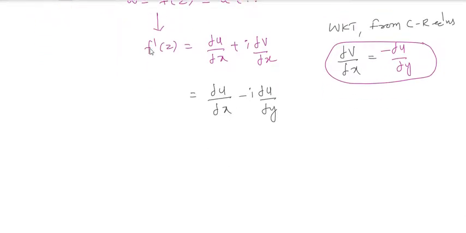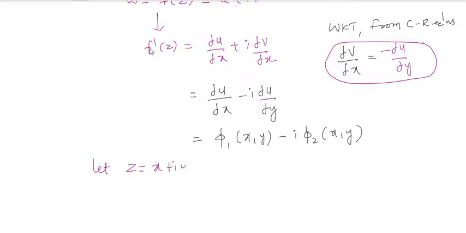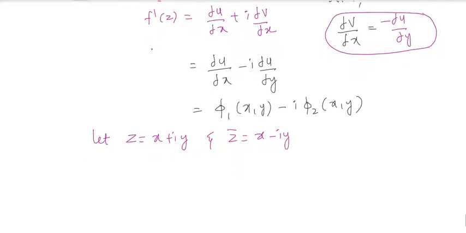Let me take this value as some phi 1 of x comma y minus i into phi 2 of x comma y. I am just taking it here. Clear with my point? Here let me consider, you already know, z is equivalent to x plus iy, and z bar is equivalent to x minus iy. From that, what is the value of your x?